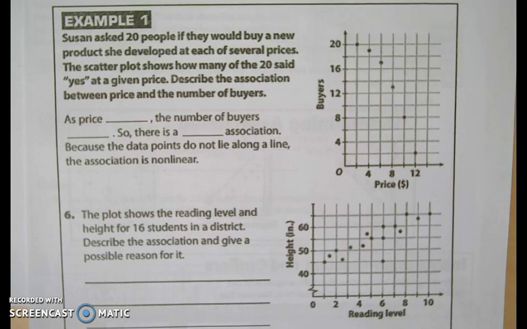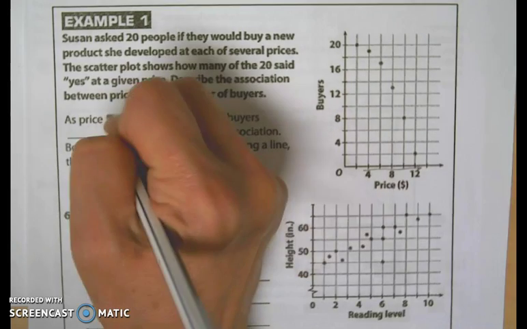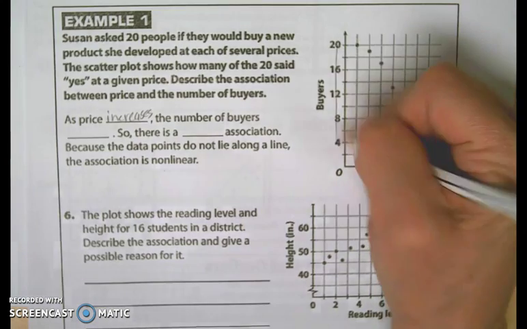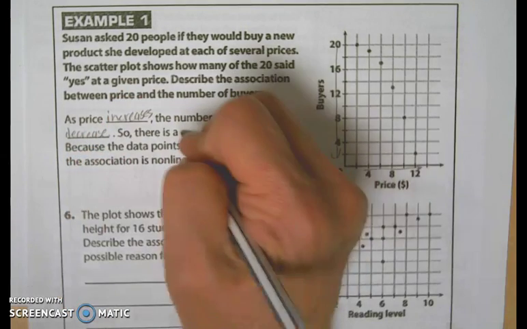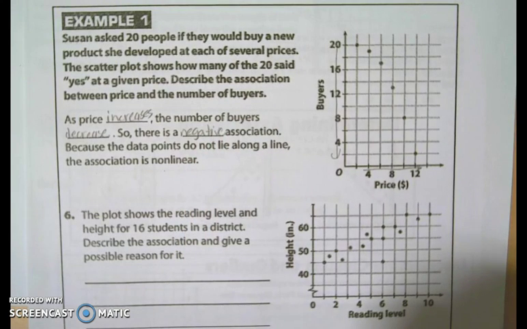On the back of our notes, in example 1, Susan asked 20 people if they would buy a new product she developed at each of several prices. The scatter plot shows how many of the 20 said yes at a given price. Describe the association between price and the number of buyers. As price increases, the number of buyers decreases. So there is a negative association. Because the data points do not lie along a line, the association is nonlinear.